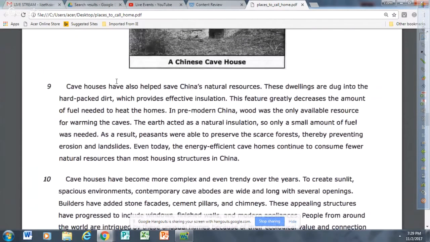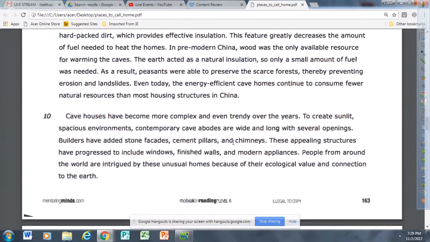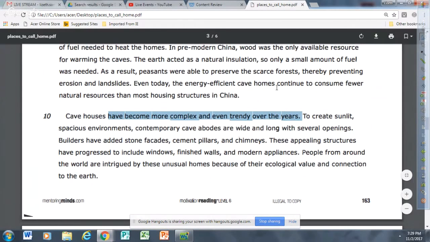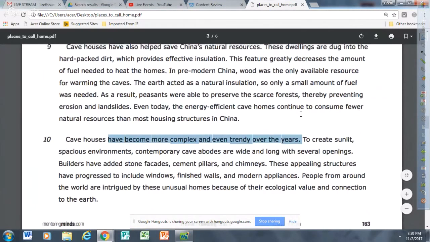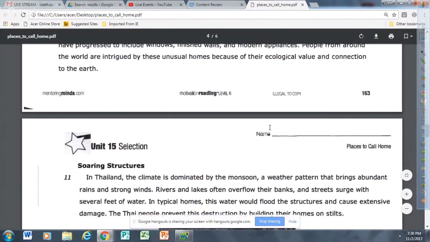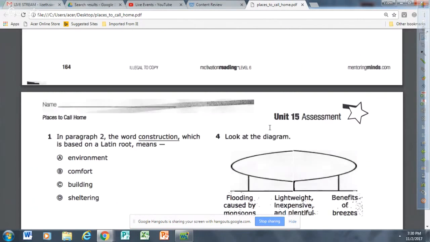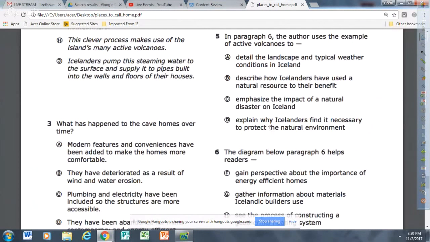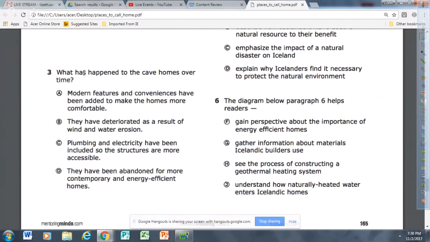So here's the cave homes. It says the cave homes have become more complex and trendy over the years. So now they're not as simple cave homes for poor people. Now it's complex and trendy. That means it's popular. So let's go ahead and continue going through this. So go back to question number 3. What has happened to cave homes over time? Modern features and conveniences have been added.